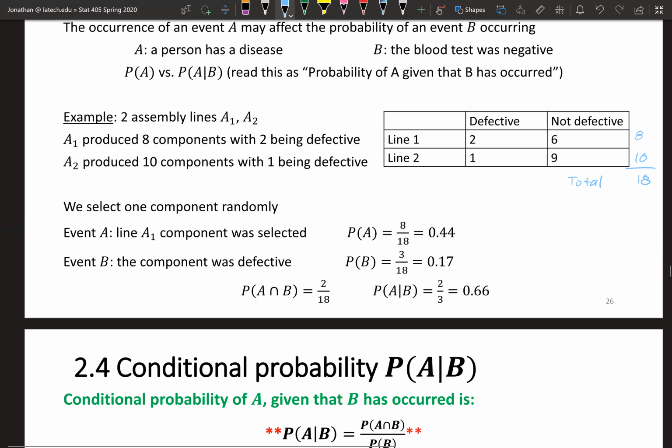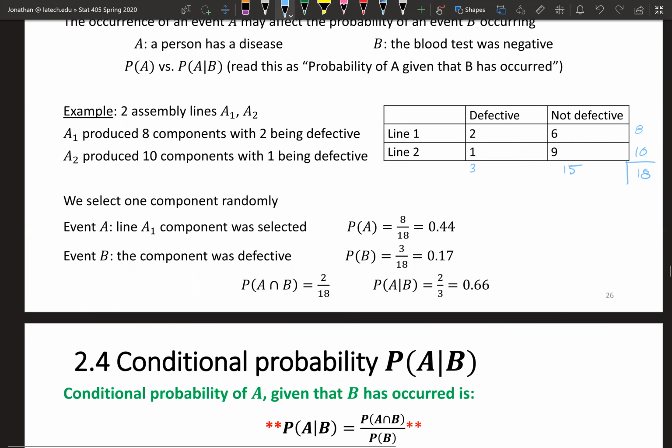What is the probability that the component is defective? Well, 3 defective components versus 15 non-defective components. So the probability of a defective component is 3 over the total number of components, which is 18. Now, what is the probability that you are defective and you come from line 1? So that's basically A intersect B. That would be 2 over 18. So that's A intersect B right there.